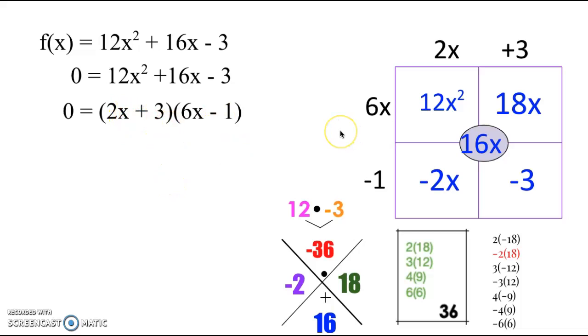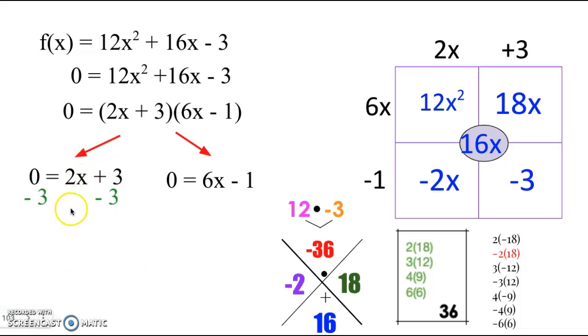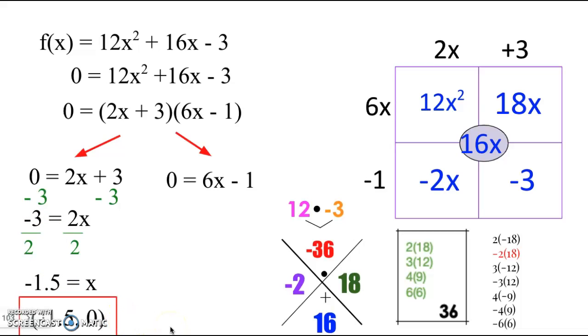We follow the same thing that we did before. Because of the zero product property, we can separate these into two separate equations. So 0 is equal to 2x plus 3, and then 0 is equal to 6x minus 1, and we solve them separately. On this side, I'm going to subtract 3 from both sides, and then I'm going to divide by 2 because that's the opposite of multiplying 2 by x. Negative 3 divided by 2, put that in my calculator, that gives me negative 1.5. And then I write it as a point.